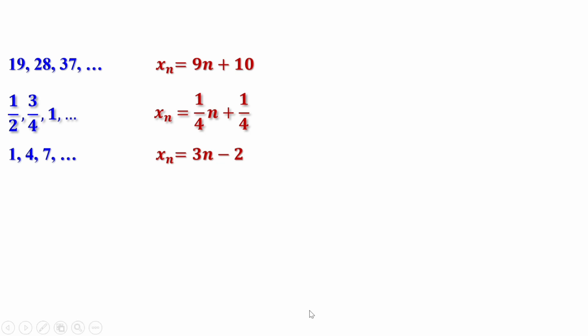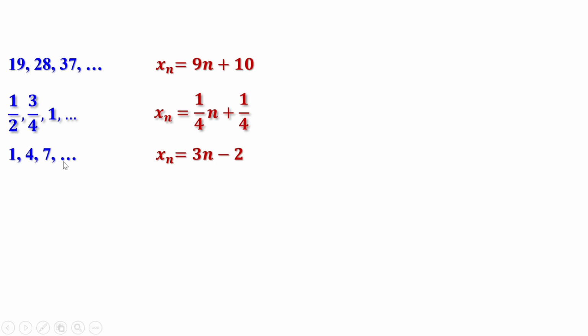In each of these, the nth term is obtained by adding n minus 1 times the common difference to the first term. Again, what is the common difference of this sequence? 9, right? So the nth term is obtained by multiplying the position n by the common difference and adding a number. In this sequence, what is the common difference? 1 by 4. Again, the nth term is obtained by multiplying the position n by the common difference 1 by 4 and adding a number.